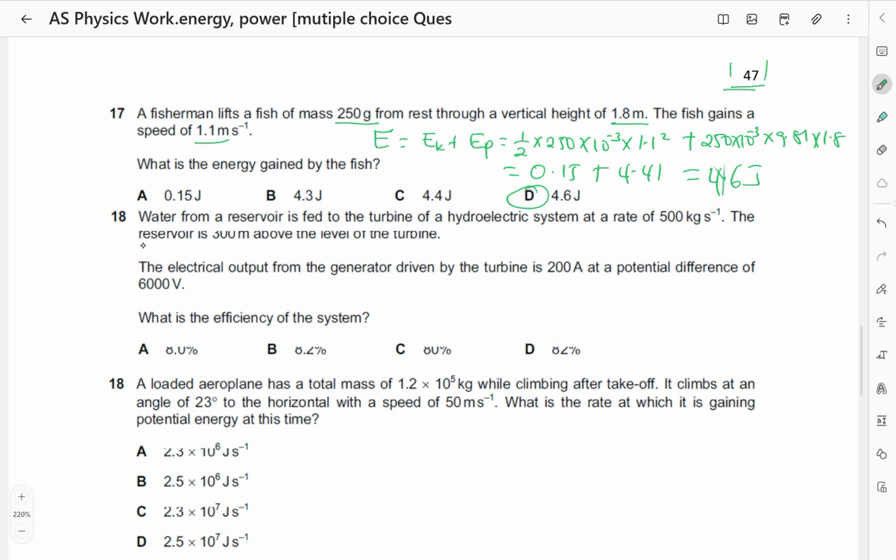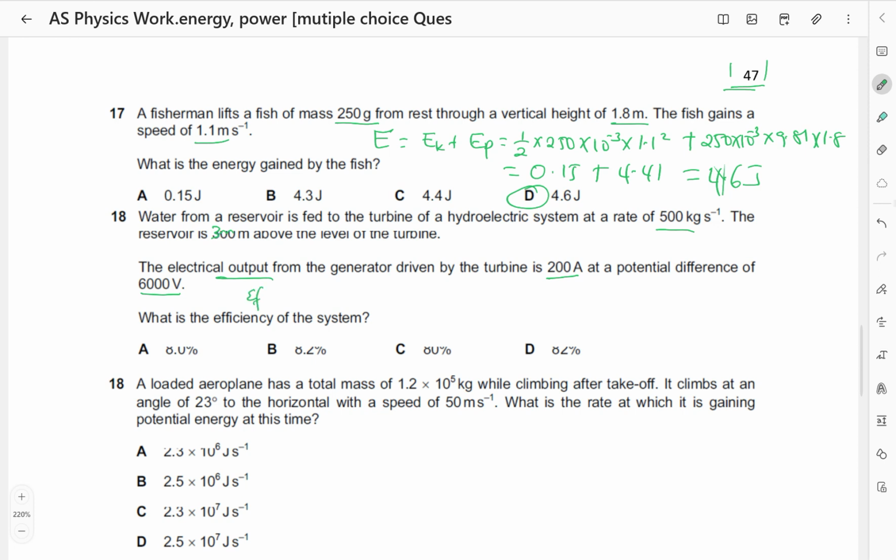Water from a reservoir is fed to the turbine of a hydroelectric system at a rate of 500 kilograms per second. The reservoir is 300 meters above the level of the turbine. The electrical output from the generator driven by the turbine is 200 amperes at a potential difference of 6,000 volts. So this is the electrical output. What is the efficiency of the system?